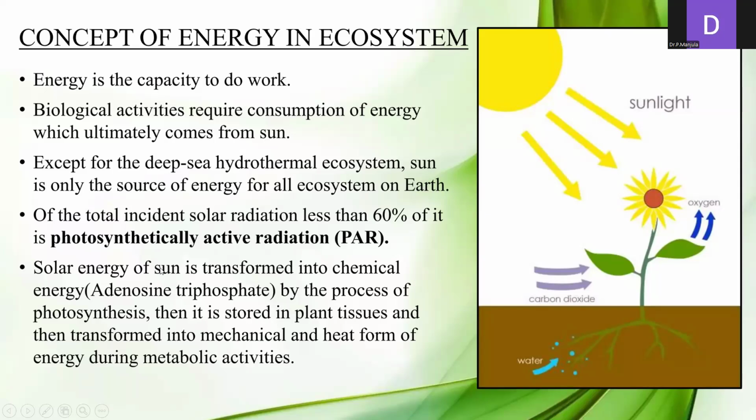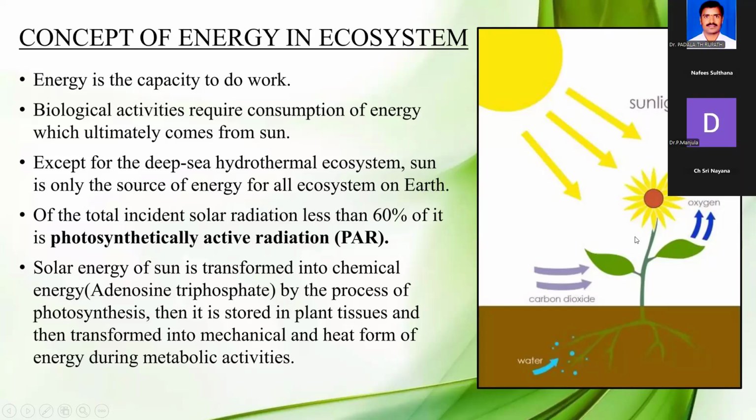So what happens here is that the solar energy of the sun is transformed into chemical energy by the process of photosynthesis. Plants absorb the solar energy and convert it into food or organic matter. Then it is stored in plant tissues and transformed into mechanical and heat forms of energy during metabolic activity. So here the producers, that is the plants, absorb the solar energy and convert it into ATP, adenosine triphosphate, by the process of photosynthesis, and it is stored in the plant tissues and some of the energy is released during the metabolic activities.